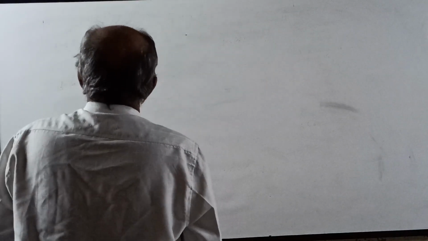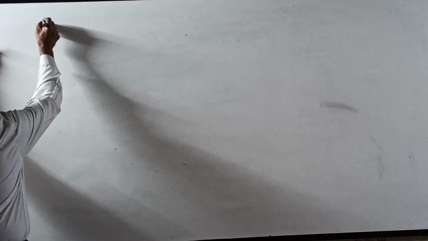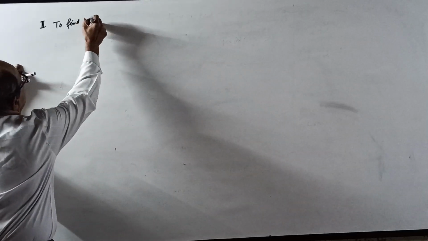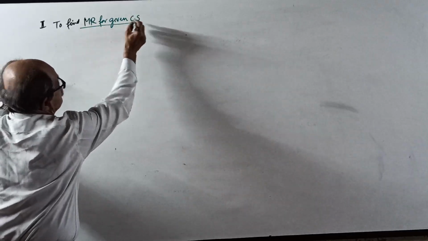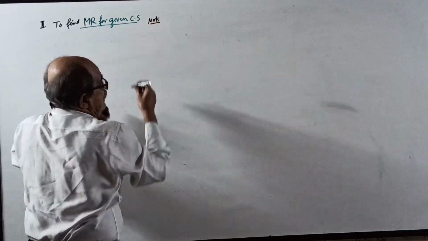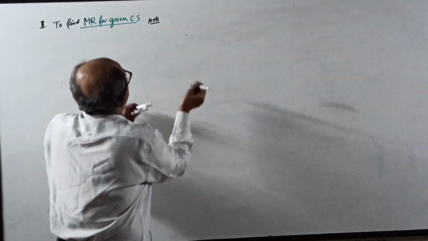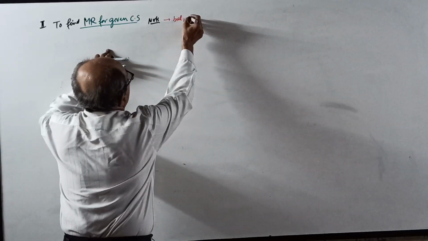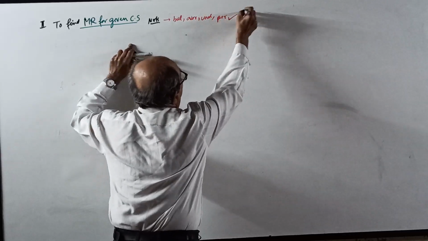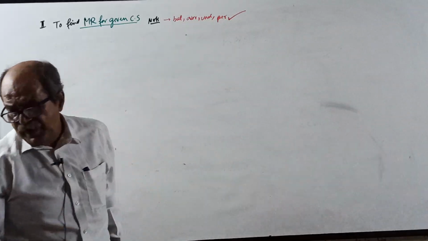Now, Roman 2: to find MR for a given cross section, maintaining the same colors. As I told you, MR, note, powerful note. Now all the red color terms will come. Write here: balanced section, over reinforced section, under reinforced section, permissible stresses, all will come now, because you are finding MR.